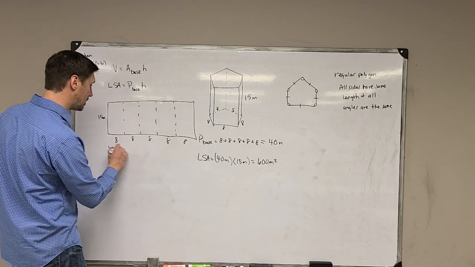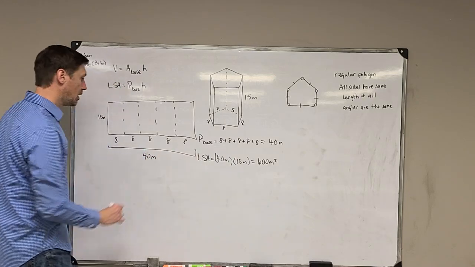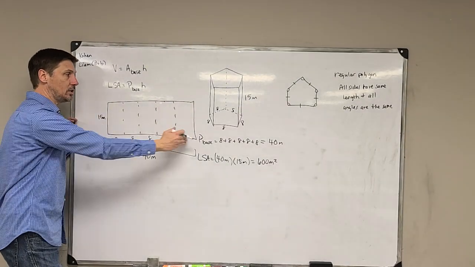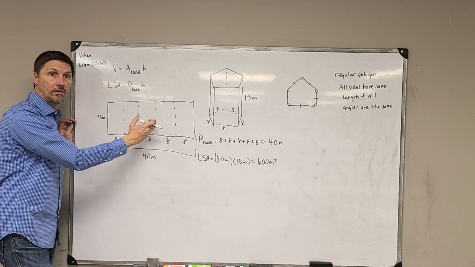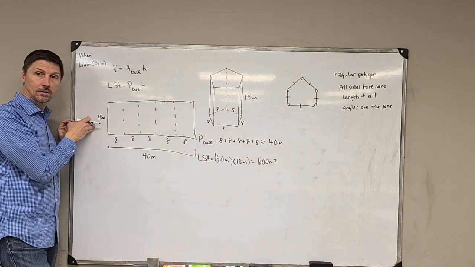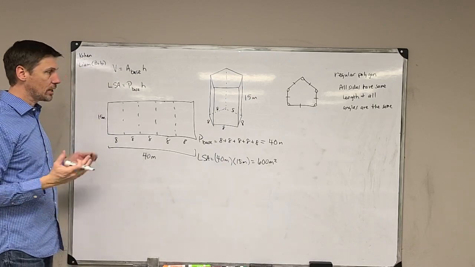And so this whole distance here is 40 meters, and so that's why the lateral surface area, if you do it like that, you realize all I'm really doing is figuring out the area of a rectangle, right? And the area of a rectangle is the length times the height, or the length times the width, or however you want to think about it. So that's all we're doing.